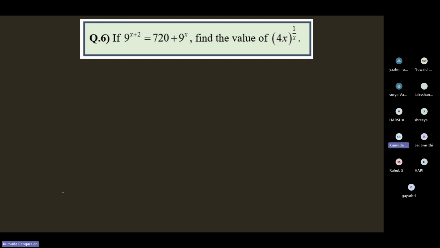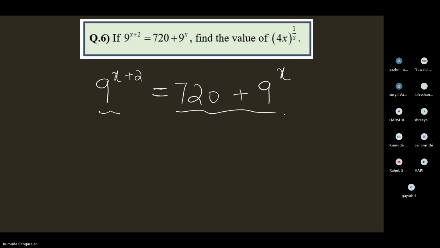So here we have an equation. We are given 9 to the power x plus 2 is equal to 720 plus 9 to the power x. This is given. This is true. You don't have to show that this one is equal to this. If this is equal to this, so this is true. This is given to you. Then you should find the value of 4x, the whole power 1 by x.